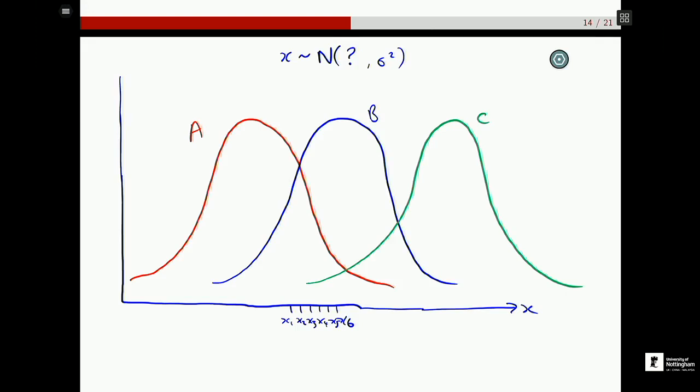But then if you look at B, the main mass of the distribution is right over the area where we've got our observations, x1 to x6. So out of the 3, you'd say B is by far the most likely distribution to have generated the data that we've got. So if you were having to pick a mean, you'd pick the mean of B, because it's way more likely than the mean of A or the mean of C to have given the data.